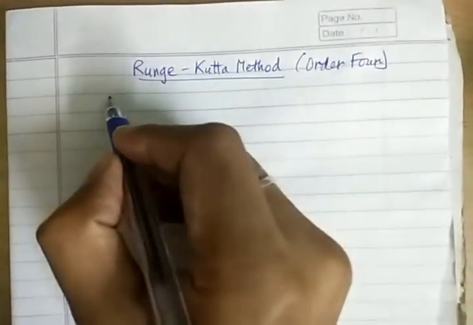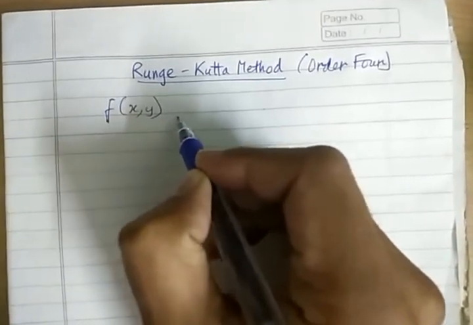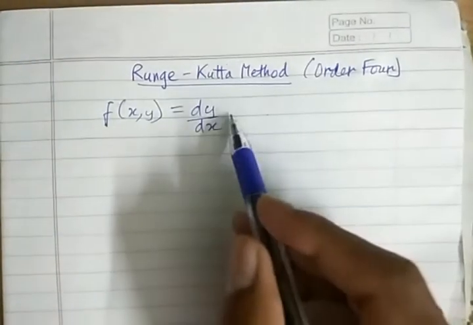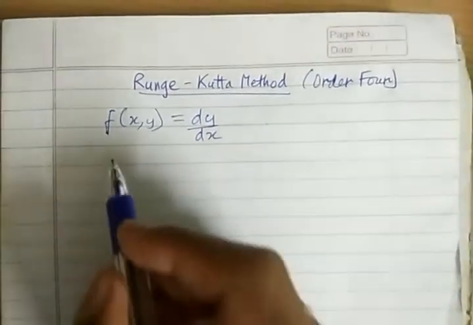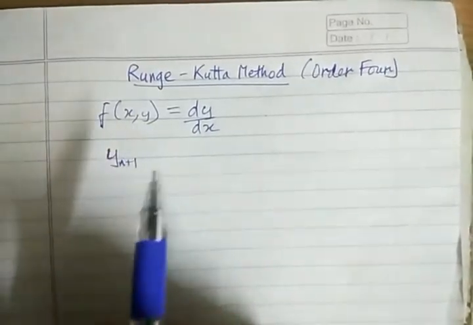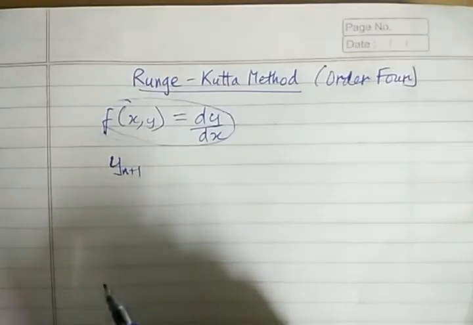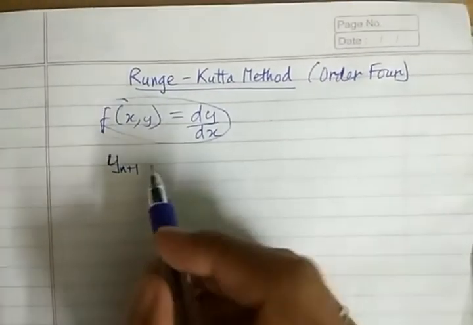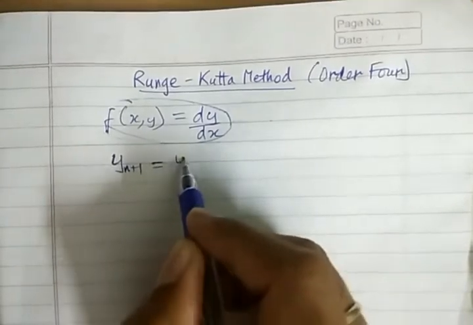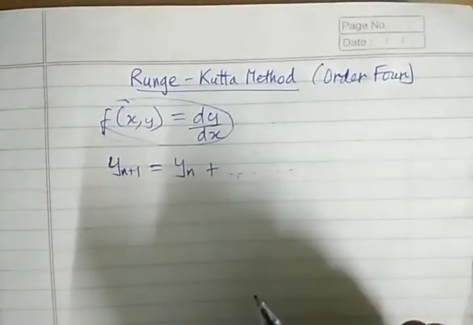First, we know that f of x comma y is nothing but the tangent, the first thing which would be given in the questions. Next, the main formula is y n plus 1. Suppose I don't remember the formula, but I know that my next value of y is equal to the previous value of y plus something.